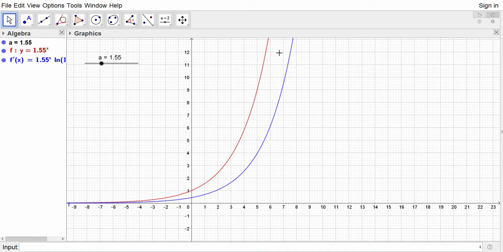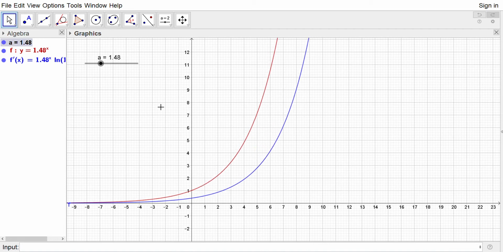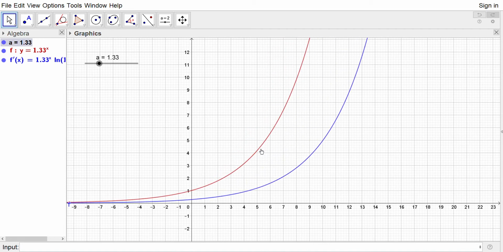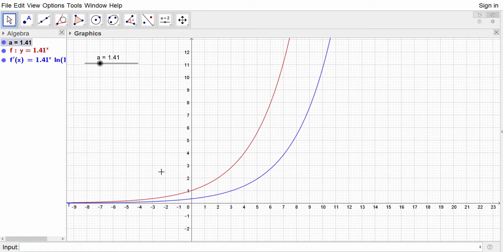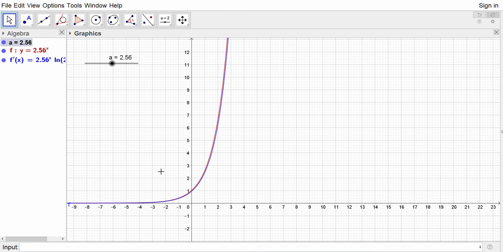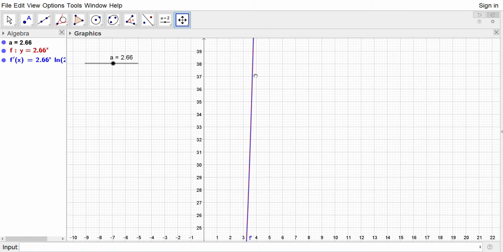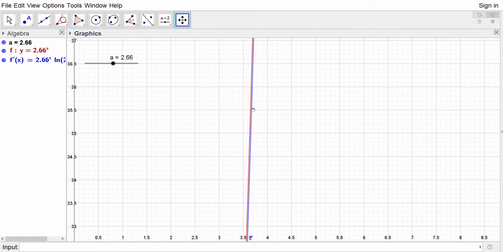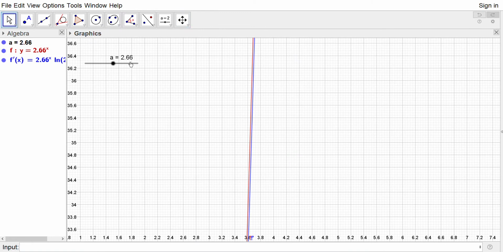The reddy brown function is our original y equals a to the x. So it appears that our gradient function is always below our original function. But we can see that as I increase a, it starts to get very, very close to it. Until eventually I reach some special value where the two graphs exactly overlap. It appears they exactly overlap. If I zoom in a lot more, we can see there is still a little bit of daylight in between them. So maybe I just need to increase a little bit more.